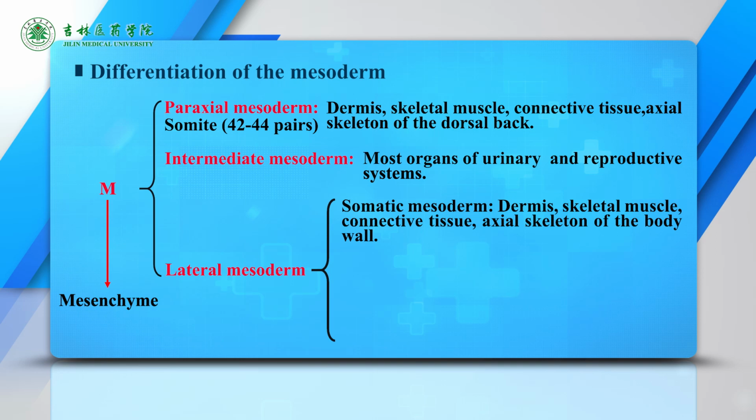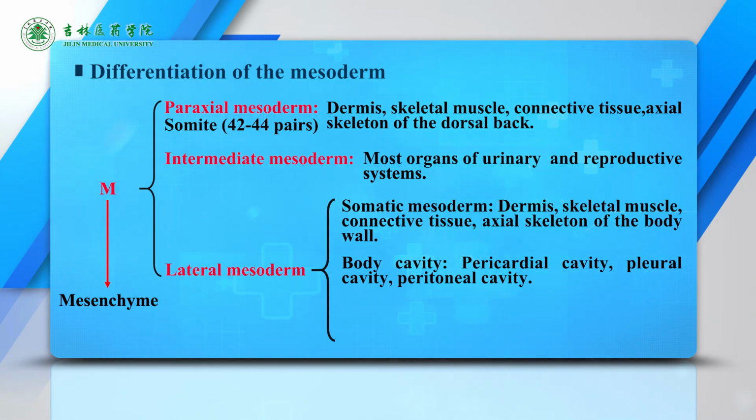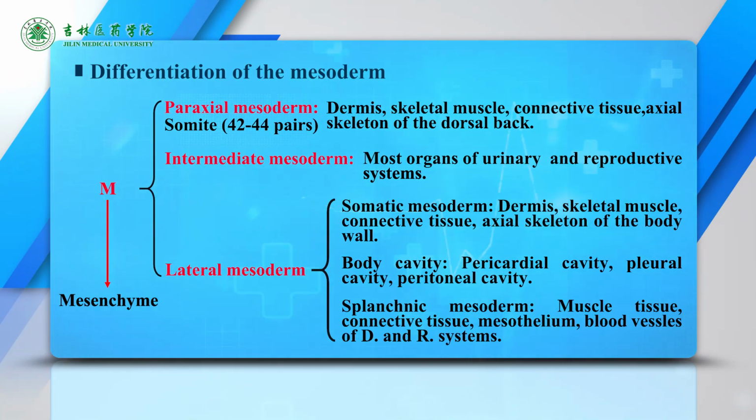The mesoderm adjacent to the ectoderm is the somatic mesoderm, which mainly differentiates into the dermis of skin, skeletal muscle, skeleton, and blood vessels of the chest, abdomen, and the limbs. The mesoderm adjacent to the endoderm is the splanchnic mesoderm, which covers the primitive digestive tract formed by the endoderm and differentiates into the muscle tissue, blood vessels, connective tissue, and the mesothelium of the digestive and respiratory systems.